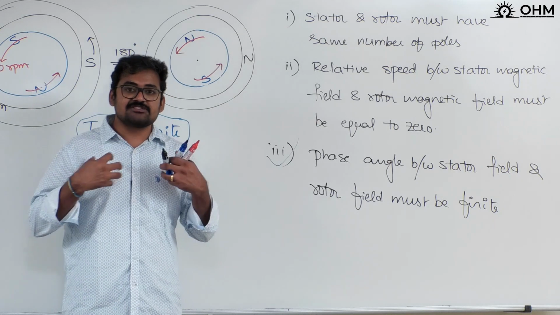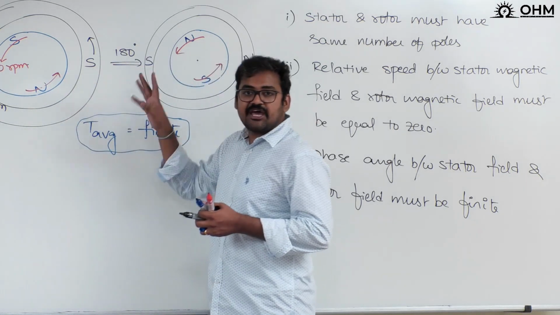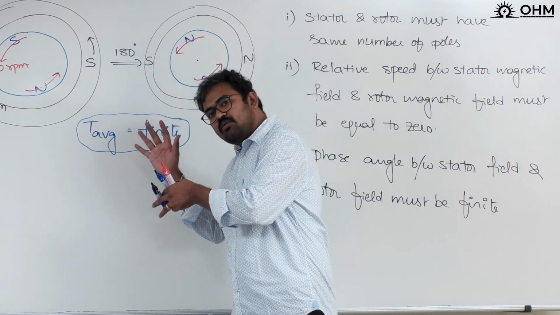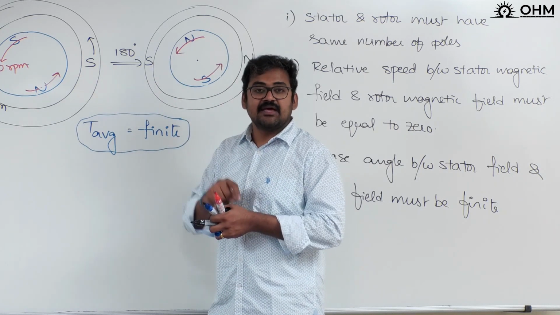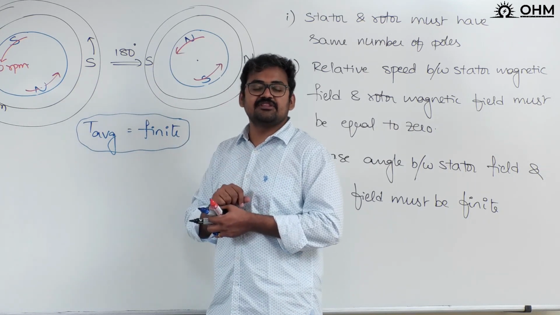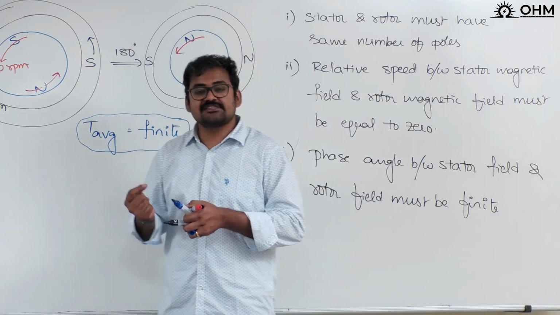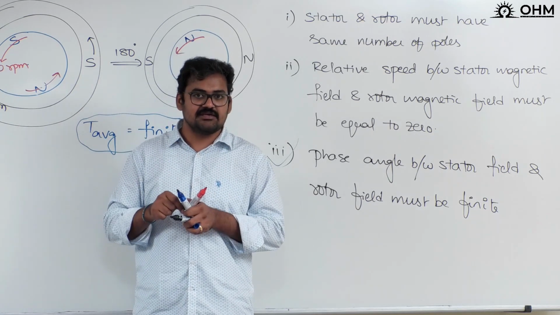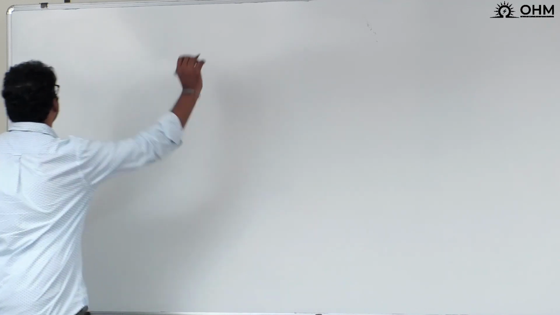Okay. So our observations are: first, stator and rotor should have the same number of poles. That means stator will have one field, rotor will have one field, and both fields should have the same number of poles. Second thing is the relative speed between these two fields must be equal to 0. Third point is the phase angle difference between these two fields must be finite. Let us see why. Alright, now see here.